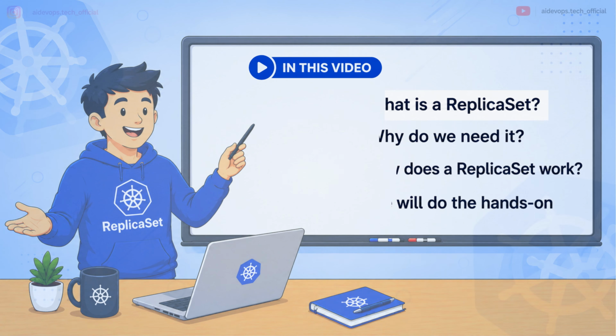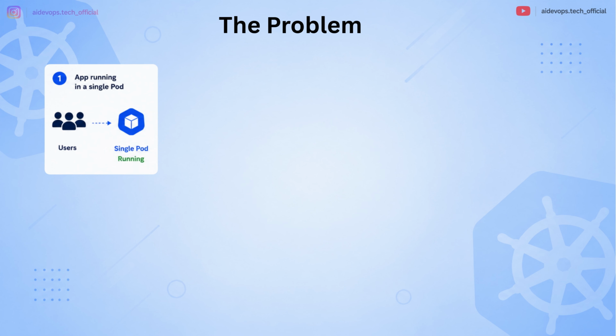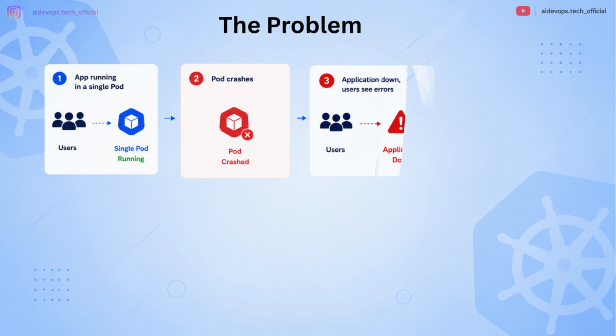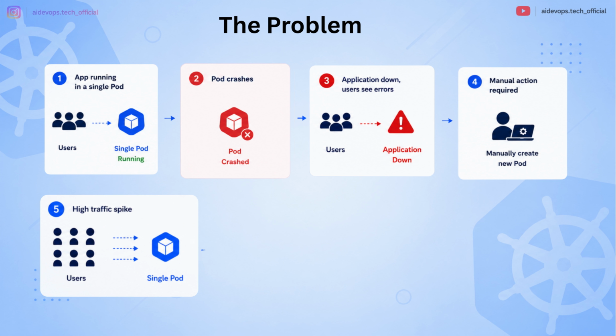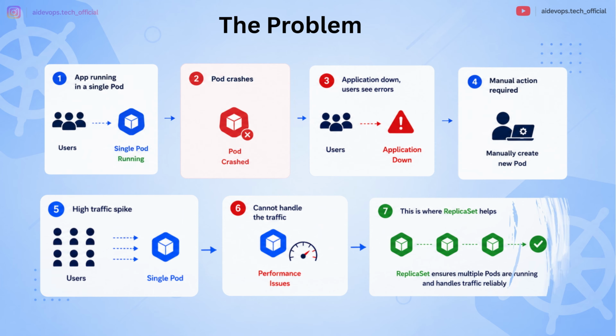So let's get started. Now imagine your application running in a single pod and everything works fine until the pod crashes. When it crashes, your application goes down and you start seeing errors, and you need to manually create a new pod to bring the application back online. If your application suddenly receives a lot of traffic, a single pod may not be able to handle the load. So in short, a single pod is a single point of failure. This is where ReplicaSet helps us.